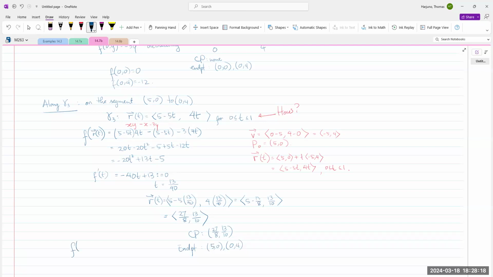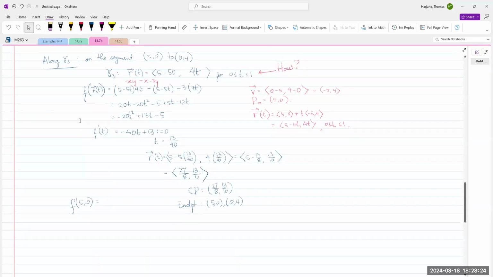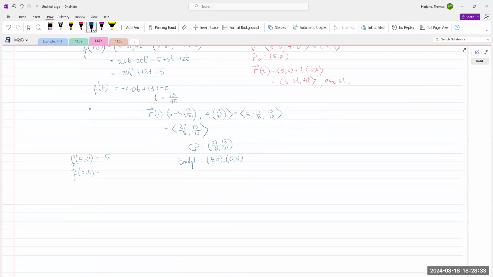Okay, so what is the value at 5, 0? I computed it earlier. Negative 5. The value at 0, 4, we computed earlier. What's that? Negative 12. Okay, and the value at 27 over 8, 13 over 10, let me just plug that in here for the corresponding t. That's negative 20. What is the t again? 13 over 40 squared plus 13 times 13 over 40 minus 5.